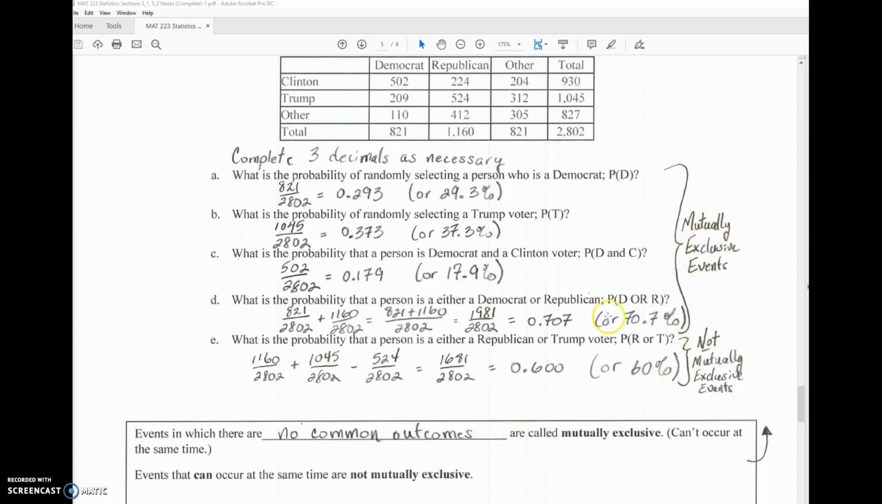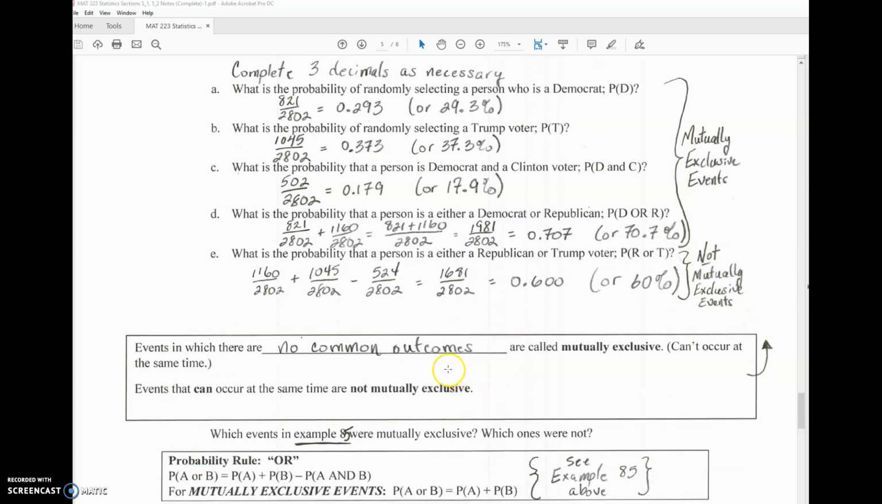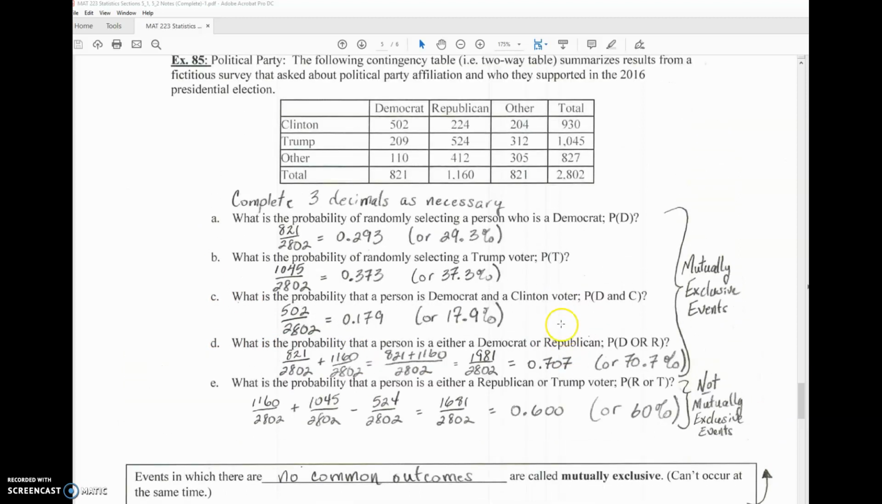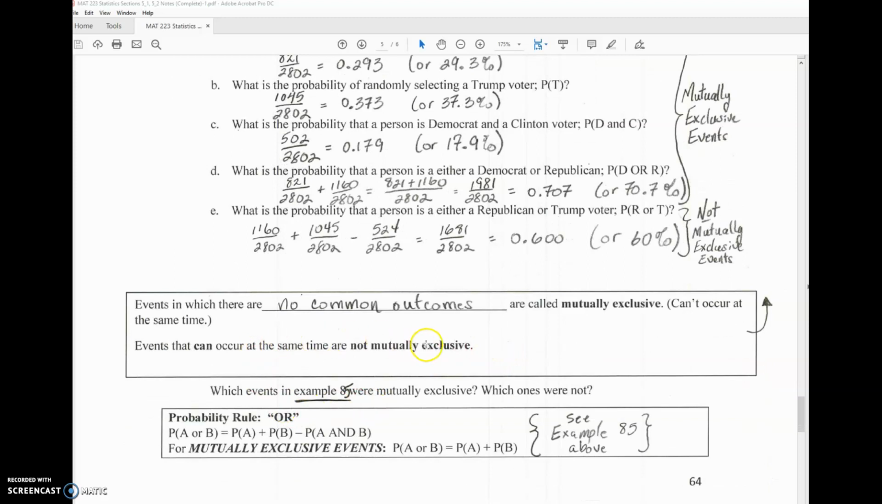Now I have some notes on the side here, but that needs to come from my next definition. Events in which there are no common outcomes are called mutually exclusive. Notice in parts A through D, there were no common outcomes, even when I had an "or" or an "and." Those are all mutually exclusive. The problem in part E is that I had a common outcome: Republican or Trump. This common outcome is the Republican and Trump, this 524. So that is not mutually exclusive.